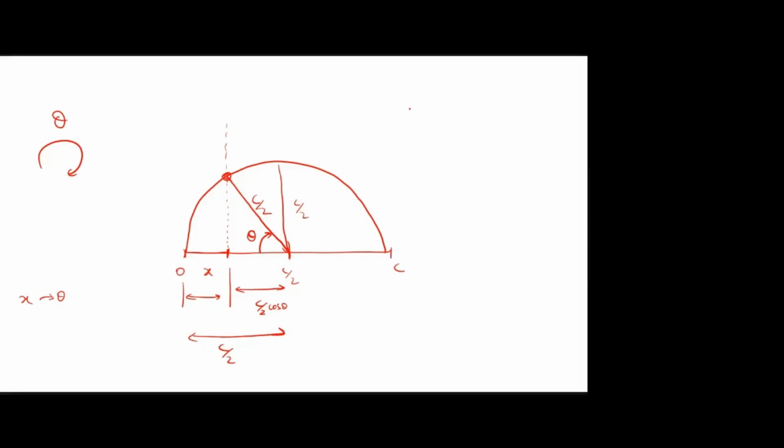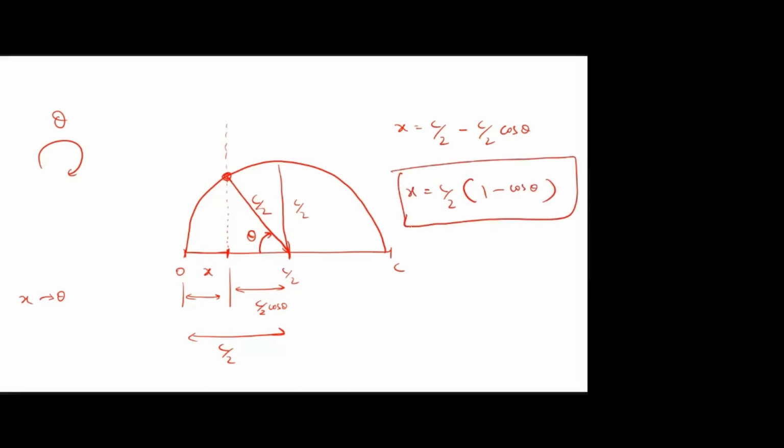Now I can write X is equal to C by 2 minus C by 2 cos theta. Is that correct? This X is equal to C by 2 minus C by 2 cos theta. Take C by 2 outside, and you get 1 minus cos theta. So this is the relation which converts the X coordinate to the theta coordinate. Is that clear? Yes. Okay. In many books, they don't explain this concept. Straight away, they give X is equal to C by 2 times 1 minus cos theta.